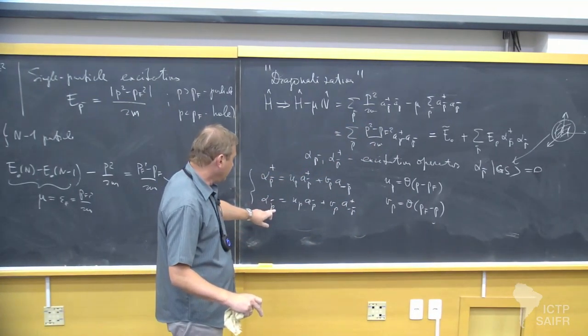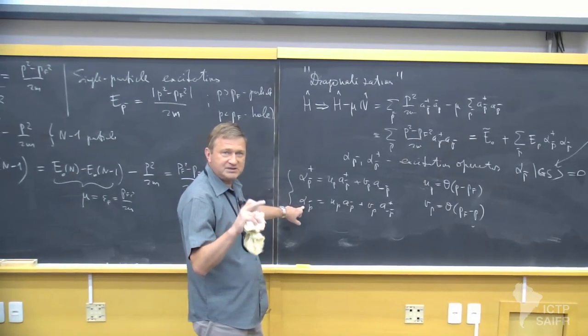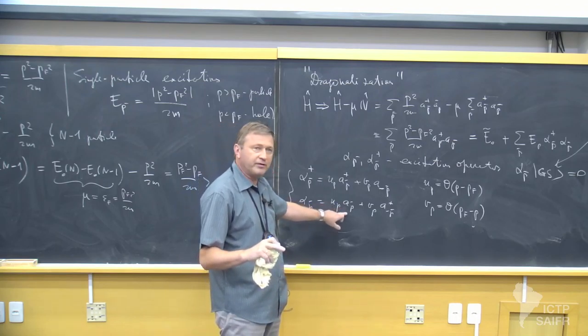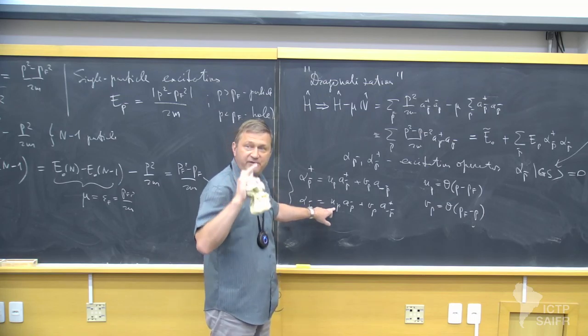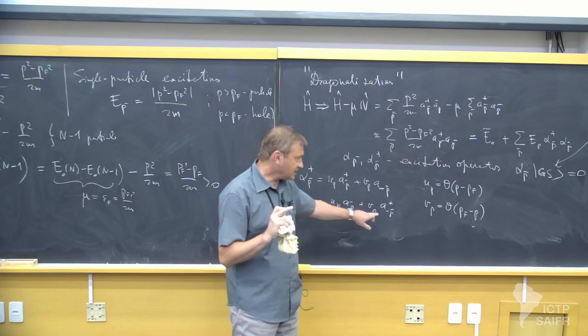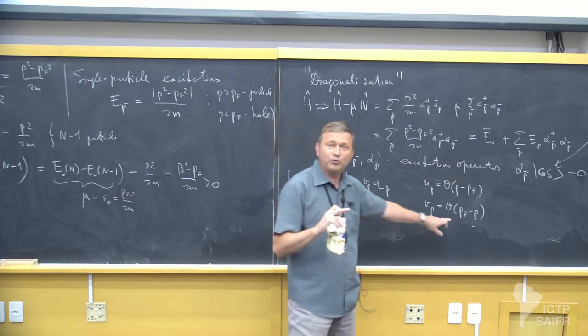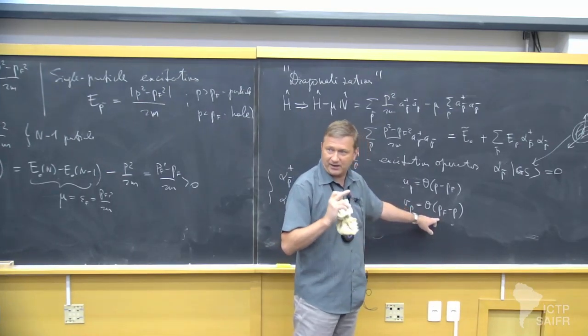And you can check that if you apply this operator on a filled Fermi sea, you always get zero. Because when you remove particles, it's non-zero for p above p Fermi, where there are no particles. And this one, when you add a particle, is non-zero only when you are inside the Fermi surface. They're all occupied, and you cannot add a particle.